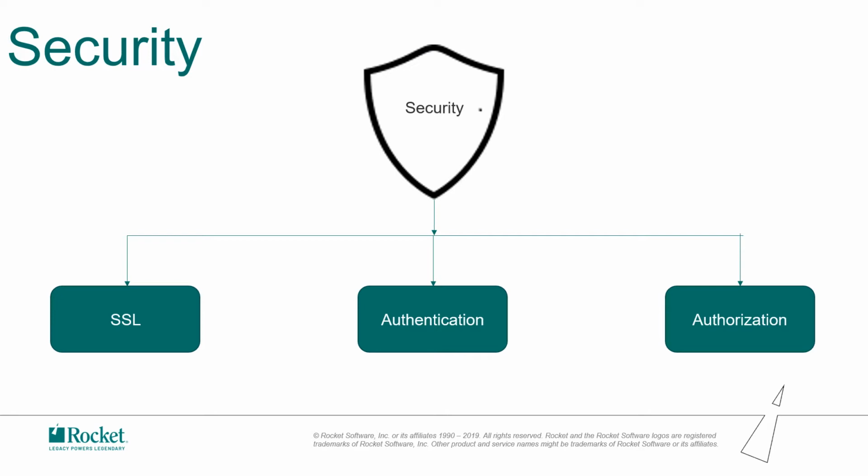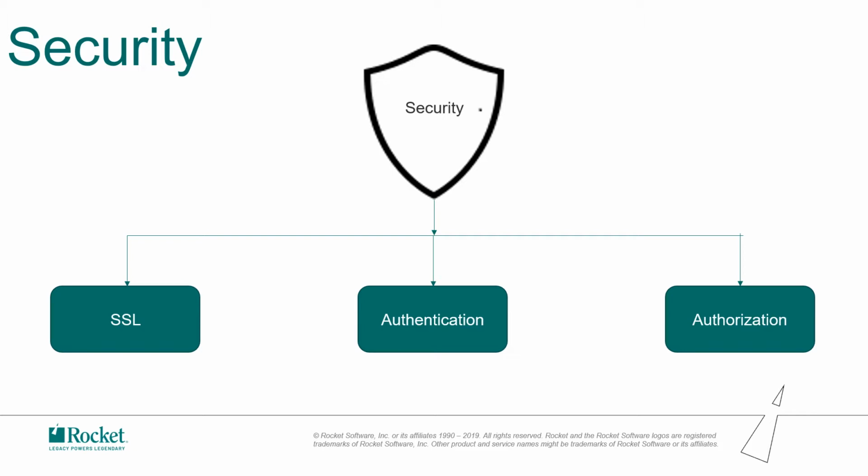So let me start with the general aspects of security. In the software world, I think security has become the most important part of any application. In this security context, there are three parts which I want to highlight. One is SSL, which is network level security. When two systems are communicating with each other, they are using an SSL based protocol, SSL or TLS.